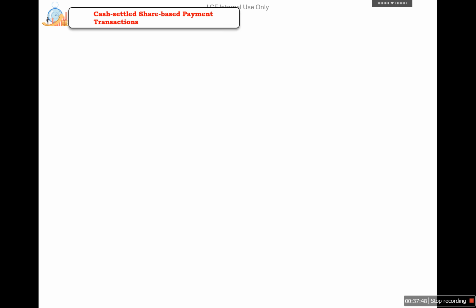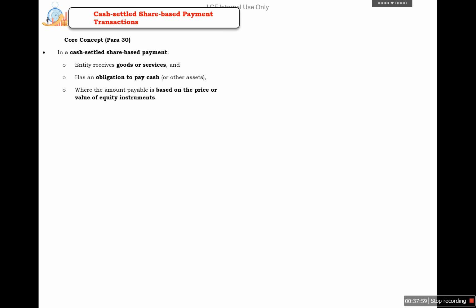So we have discussed equity settled share-based payment. Now the second is cash settled share-based payment. In this case, the entity receives the goods and services and has an obligation to pay, where the amount payable is based on the price or value of the equity instrument. Instead of issuing shares, it is paying for the goods and services based on the price of the equity instrument.